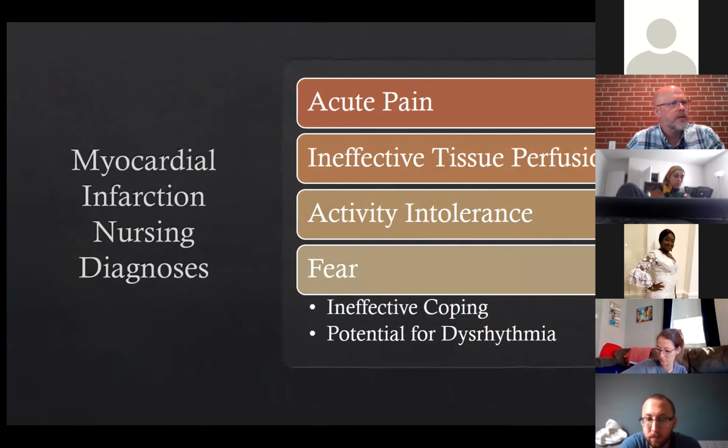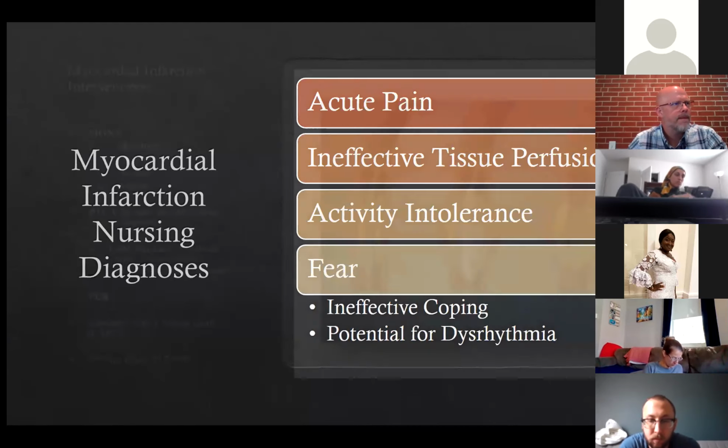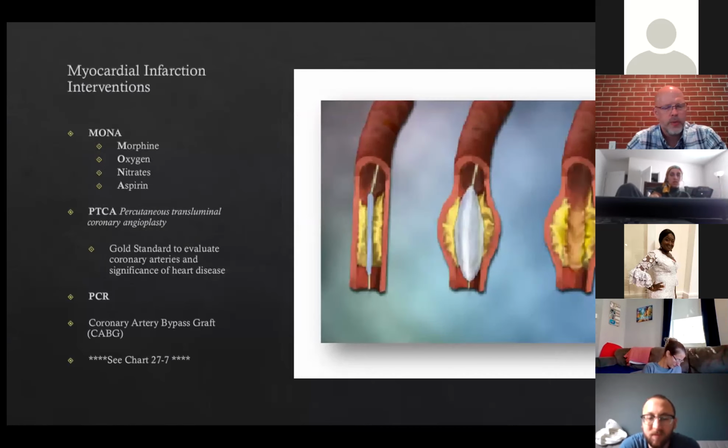So nursing diagnoses for a patient with heart attacks, obviously acute pain, ineffective tissue perfusion, mostly related to the myocardium. They could have an activity intolerance and obviously a lot of fear and anxiety. So what do we do for a patient who's either having a heart attack in the ED or having a heart attack on your floor? Has anybody heard of MONA before? Yes. I want you guys to always remember MONA.